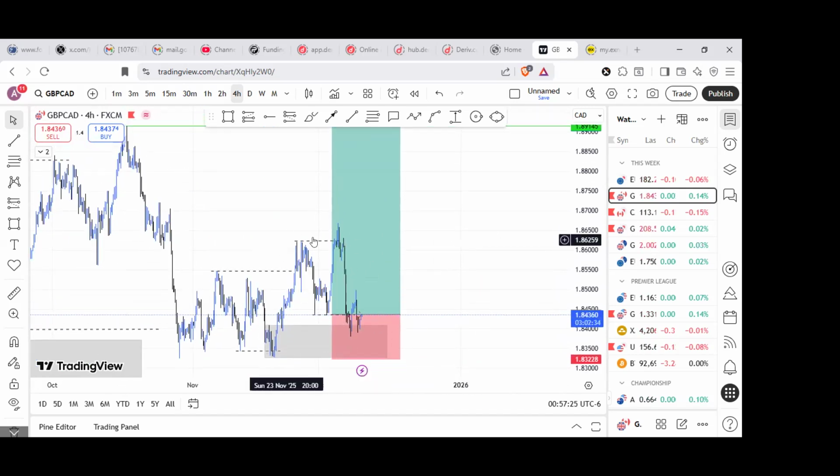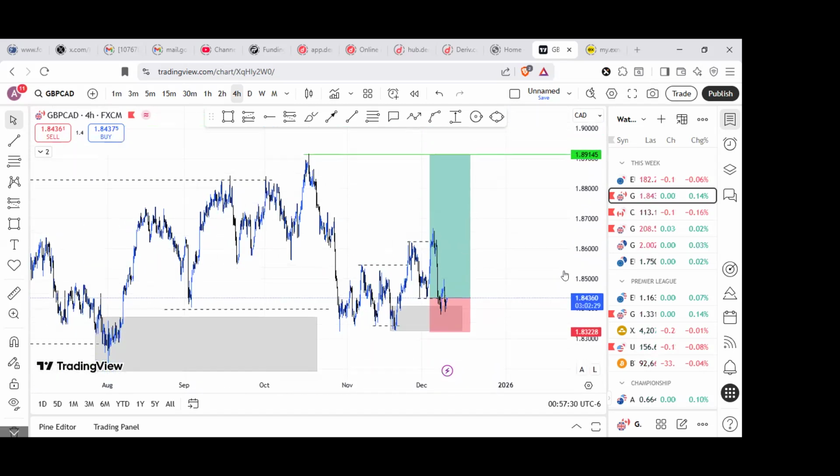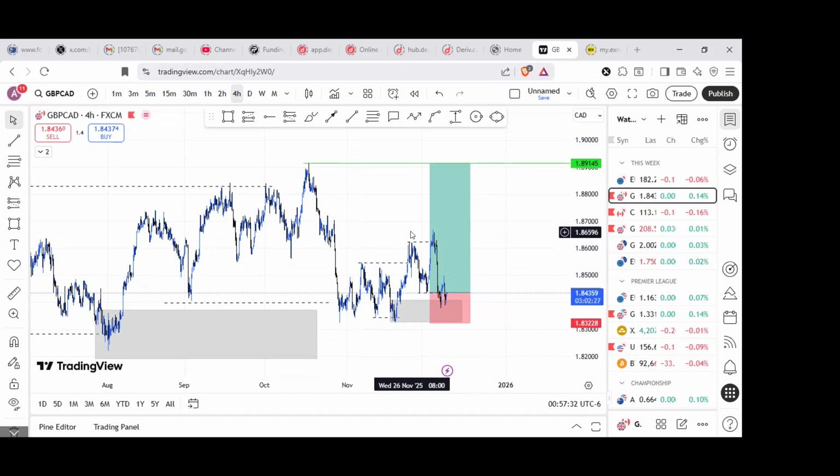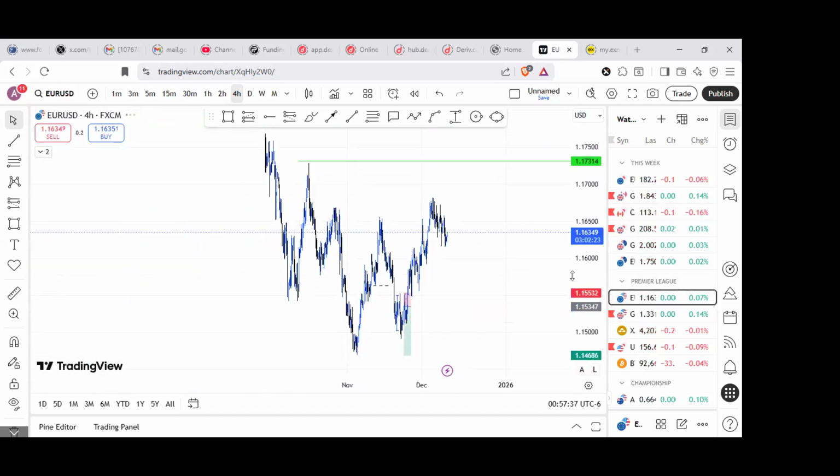So this is just it, but it's just taking forever to play out. That's my frustration with GBP CAD. But aside from that, let's go to Euro USD and see what Euro USD is doing.